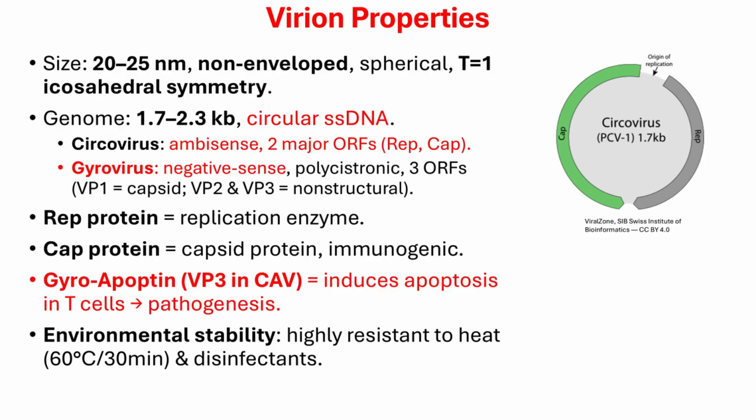VP3 plays a key role in disease by inducing apoptosis in T cells, which is central to the pathogenesis of chicken anemia virus. One of the most important features of these viruses is their high environmental stability. They are resistant to heat, surviving 60 degrees Celsius for 30 minutes, and they show strong resistance to many disinfectants. These properties allow circoviruses and gyroviruses to persist in the environment and contribute to their ability to spread. That concludes the virion property overview.